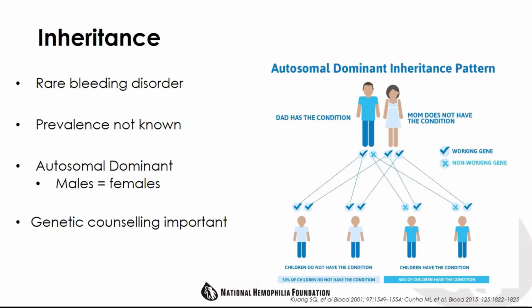They have one copy of the mutated gene that they have inherited from one of the parents. In this particular figure, it is the father who has the condition and has a copy of the mutated gene. 50% of the pregnancies would be such that the children will not have the condition. Males and females are equally affected, and as it is true for any inherited condition, genetic counseling is important for risk assessment.